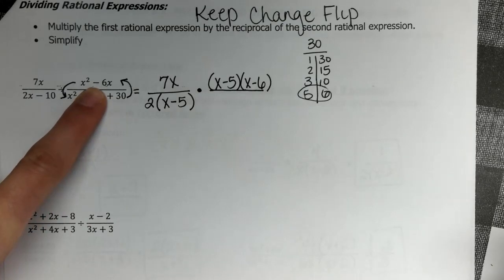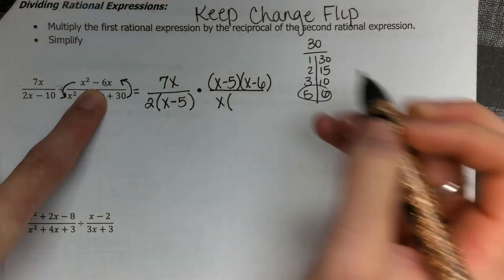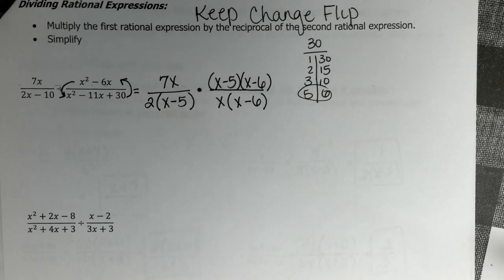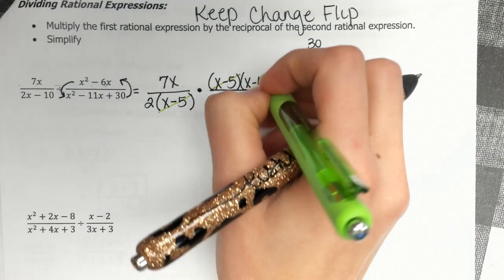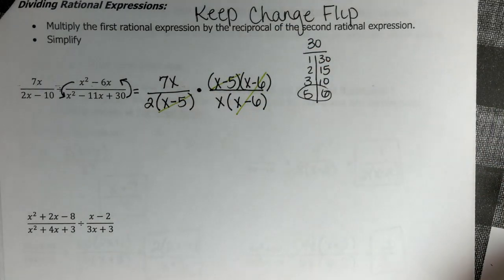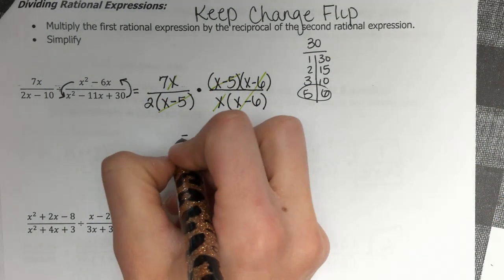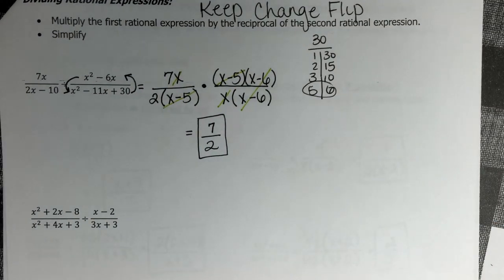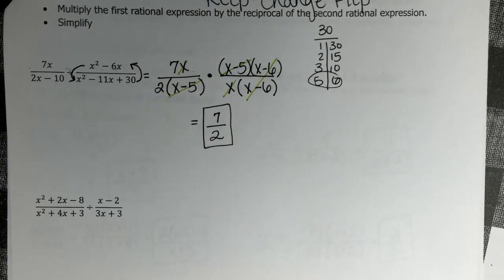And then this x squared minus 6x will go on the bottom. I can factor out an x, and that leaves me with x minus 6. Now I start canceling. X minus 5, x minus 5, x minus 6, x minus 6, and what else? X and x. So my answer is just... are we okay with that? Okay.